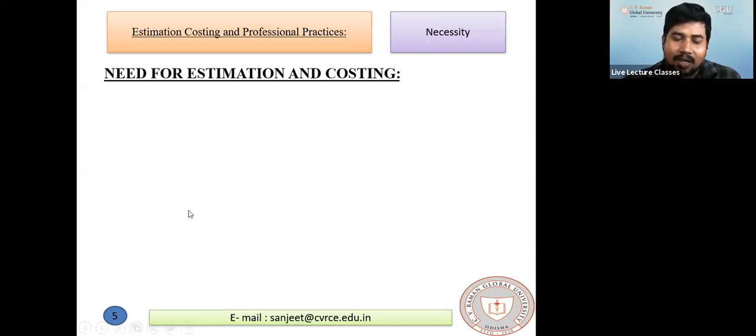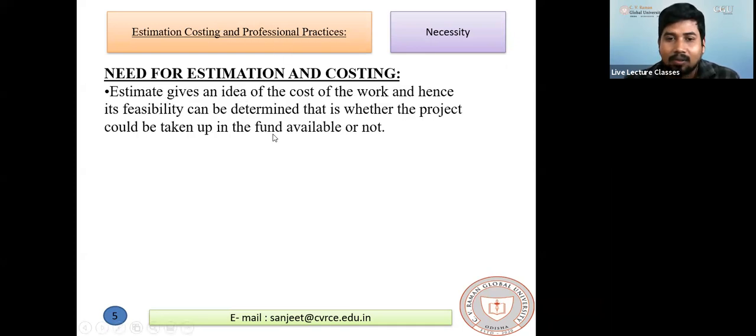The third point is that it will save some amount of material, because in estimation and costing, we will know the exact amount of material used in a building or in a construction project. So we will take a few extra materials for that reason, but the wastage of material is also reduced.